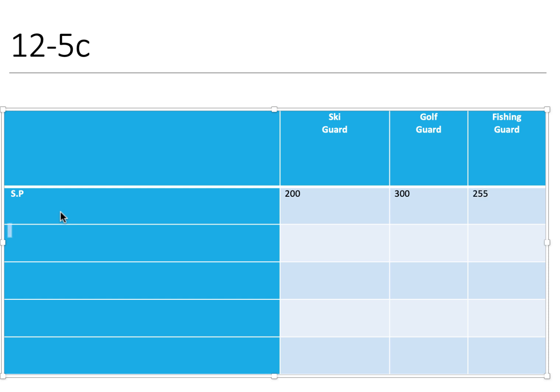Nothing changed, right? Same thing for variable cost. Variable costs are still the same. 60 for Ski Guards, 140 for Golf Guards, and 55 for Fishing Guards. CM still the same, did not change, right? It's $140 CM for the Ski Guard. For the Golf Guard, it's $160 of contribution margin, and the Fishing Guard provides $200 of contribution margin. So that's our A column, right?